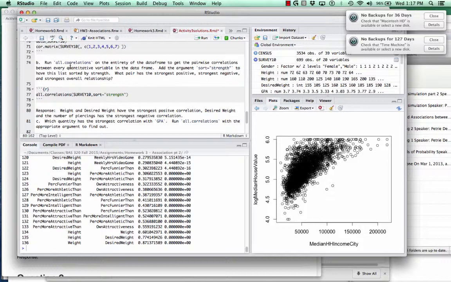And I'm asked for what the strongest overall relationship is. Well, whichever correlation was the farthest from 0 is the strongest. So the correlation between weight and desired weight is the strongest one. So they have the strongest overall correlation since it is farthest from 0.